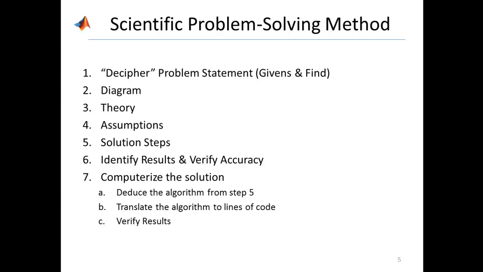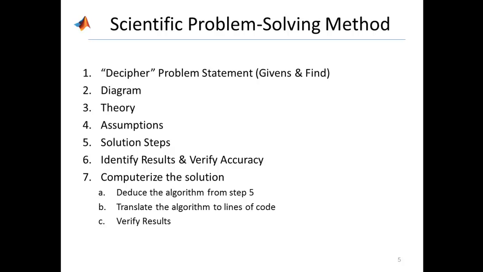Step 6, clearly identify that result. Put a box around it or highlight it. Make it clear that this is your final answer. As a good engineer, though, verify the accuracy. Usually a velocity, a time, a distance needs to be positive. But that's not all. Make sure the number that you found is actually plausible for the problem solved.